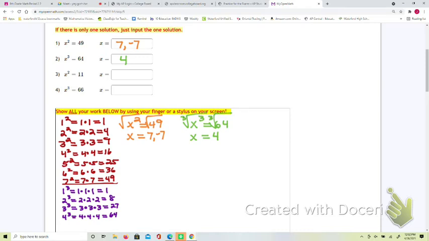Okay, now the next one we have, yeah? Can I use the restroom? Yes. Okay, it's 1209 when you go to sign out.